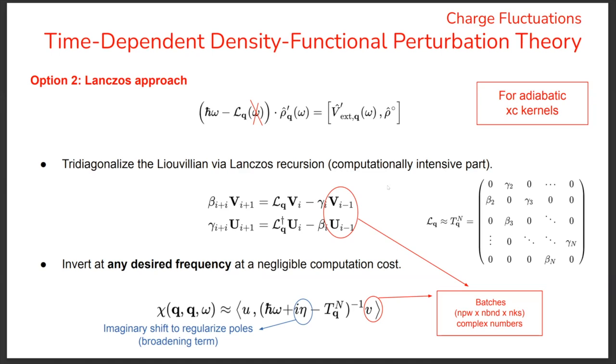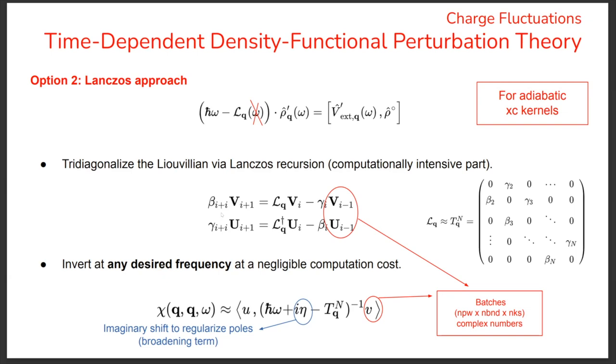But at the end, you have your Liouvillean represented by these coefficients. Once you have the coefficients, you can invert the tridiagonal matrix, which is very inexpensive. It can be done serially, like on your machine, and gives you the response matrix for each frequency at the q point you chose at the beginning of the calculation. So the advantage here is twofold. First of all, the hard part is done only once and for all, independent of the frequency.